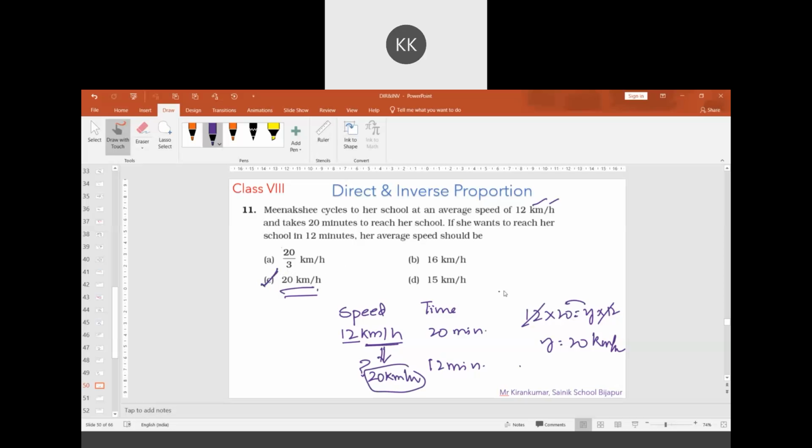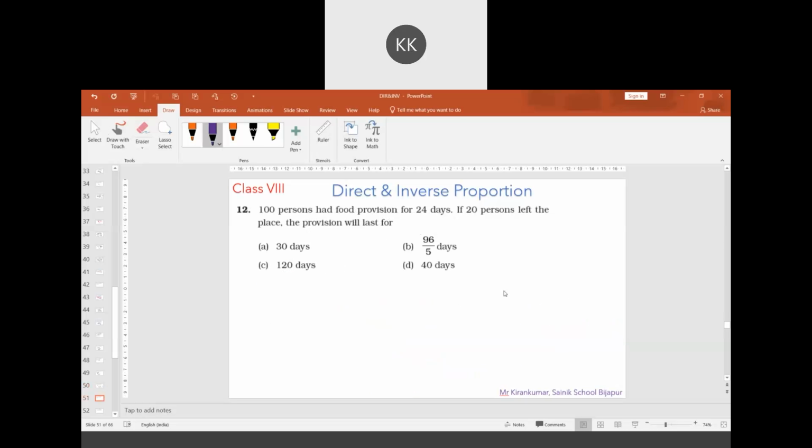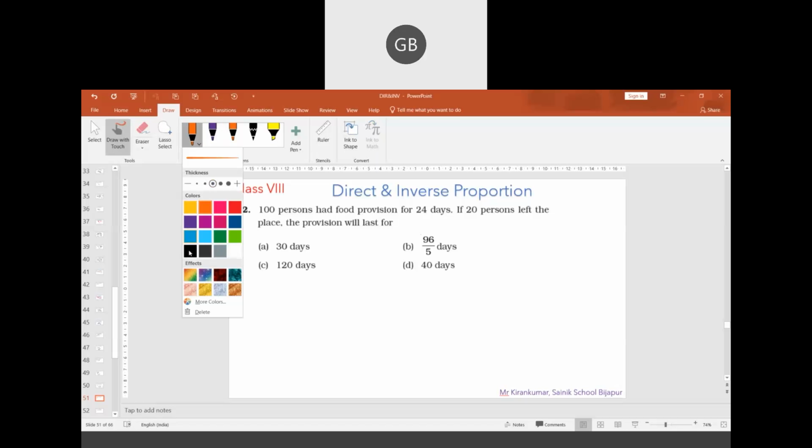Question 12. 100 persons had food provision for 24 days. If 20 persons left the place, provision will last for? 100 persons is equal to 24 days. Tell me, will it increase or decrease? Sir, it will increase. Inverse proportion, so it will increase.